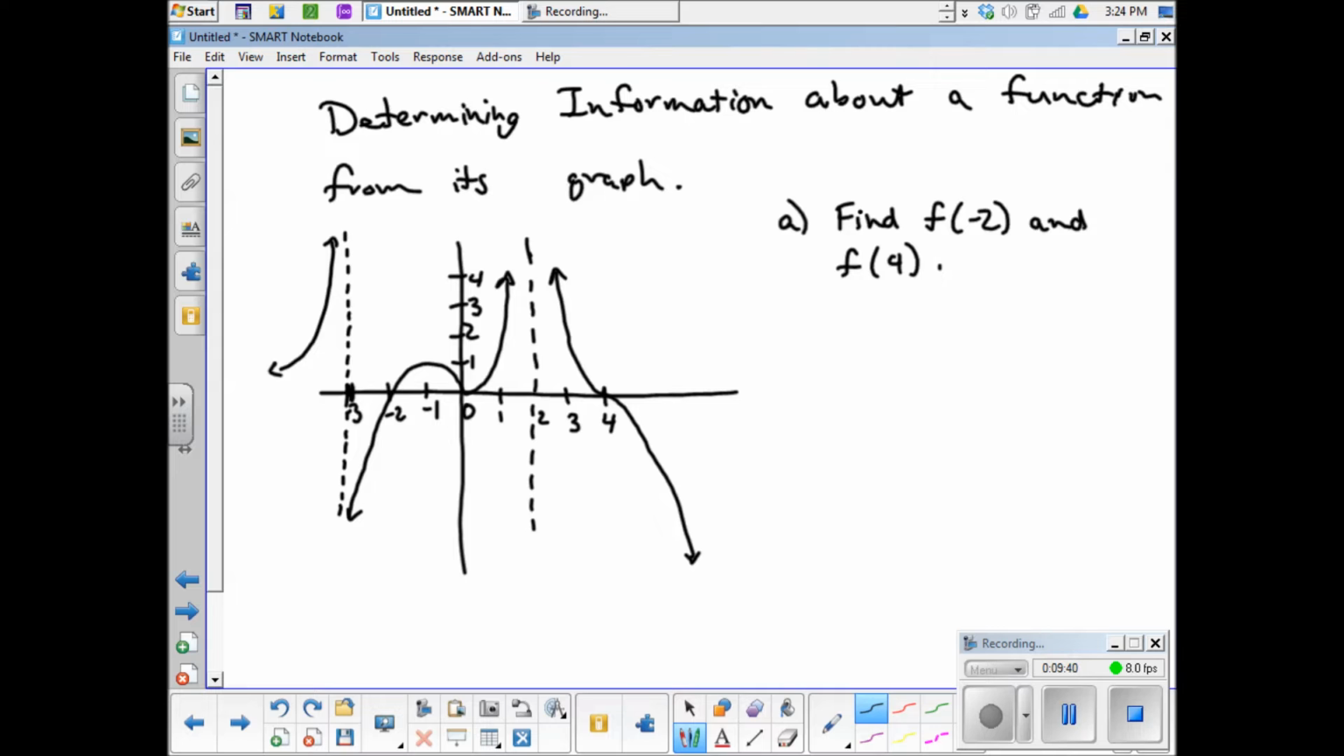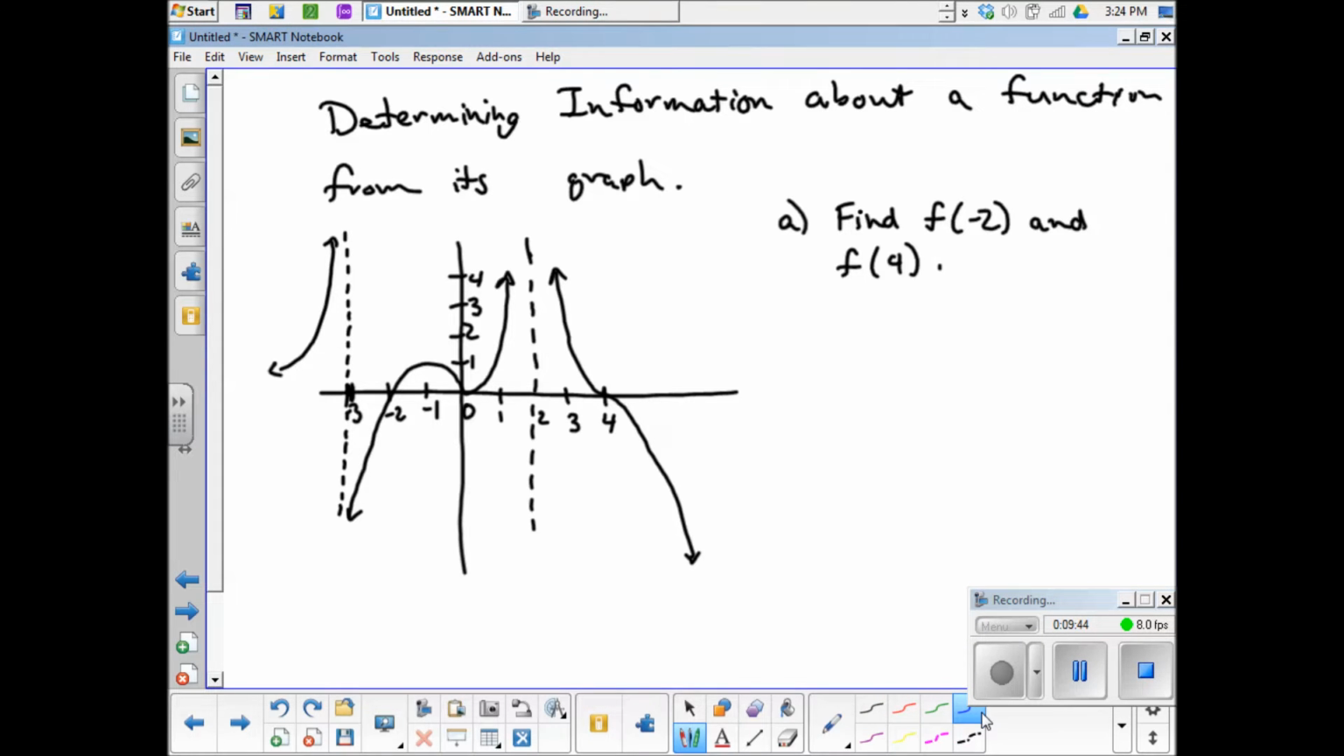All right, so what is the question asking for? Here's what they want. They want us to find what y is when x is -2. So this means what is y when x equals -2, and what is y when x equals 4. Okay, so do you understand the question?